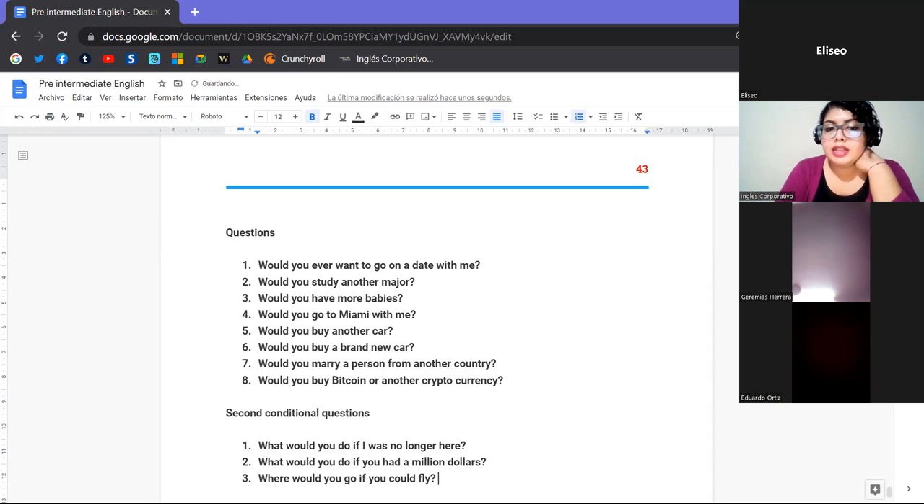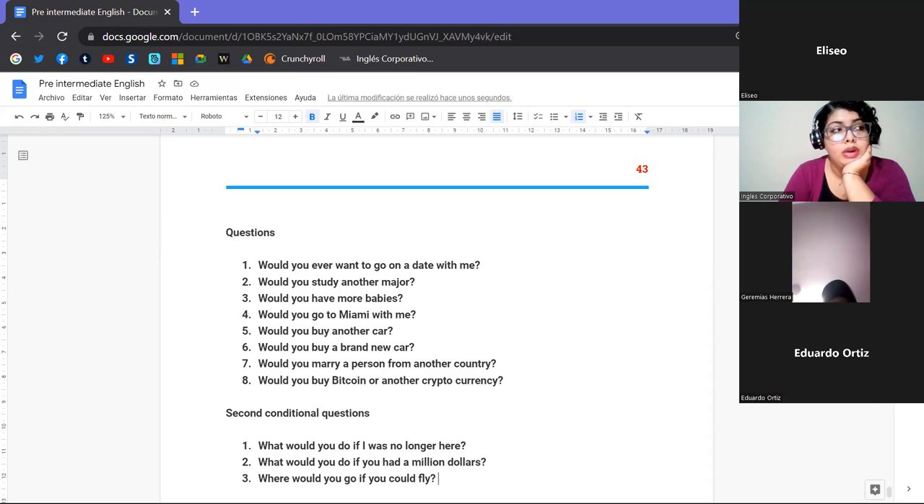Para esta parte del second conditional, estamos utilizando, podemos decirlo, dos partes de una misma oración, que la unimos con el if, y la podemos traducir como ¿qué haría si yo no estuviera aquí? El si, esa es como la conexión que tenemos con este condicional. La otra sería, what would you do if you had $1,000,000? ¿Qué harías si tuvieras $1,000,000? ¿A dónde irías si pudieras volar? So in that case, we are using the if to connect the two parts of this question.